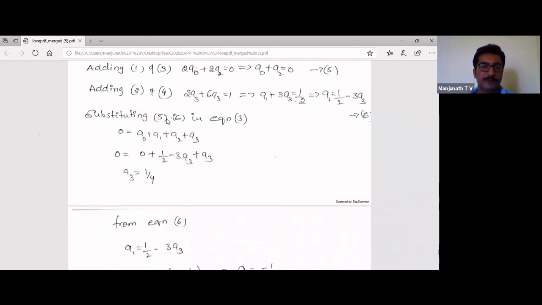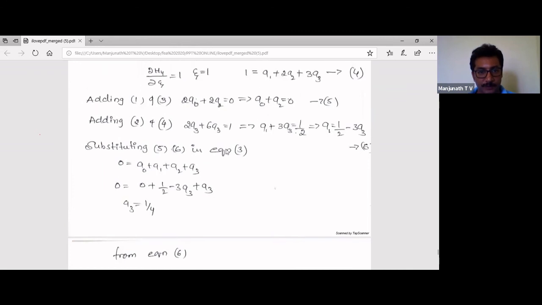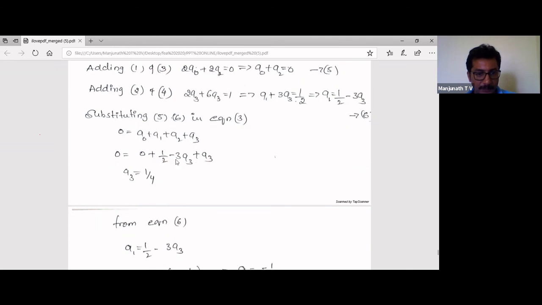Then substitute equation number 5 and 6 in equation number 3. In equation number 3, you have 0 equal to a0 plus a1 plus a2 plus a3. Substituting all these values, a0 plus a2 you have got 0 here, plus the a1 value, 1 by 2 minus 3a3 here, and plus a3 remains the same. As you simplify, 1 by 2 minus 3a3 plus a3 gives 1 by 2 minus 2a3. Taking it to the right side, a3 is equal to 1 by 4.